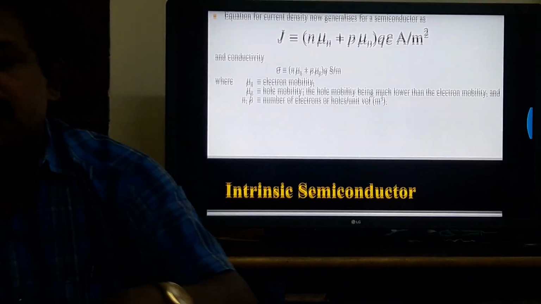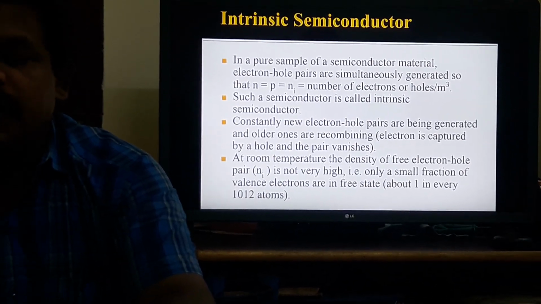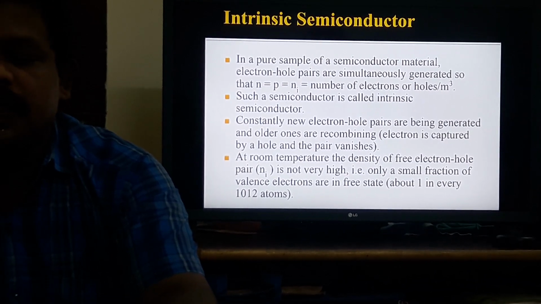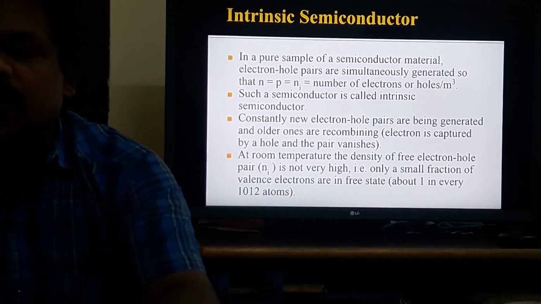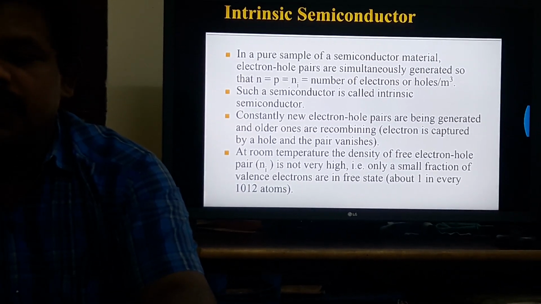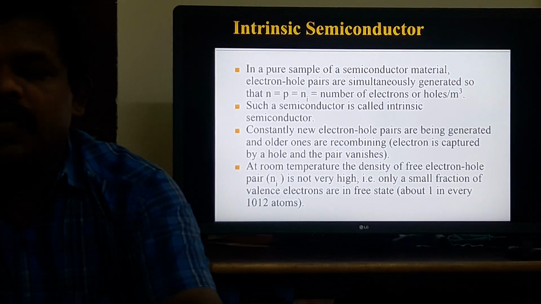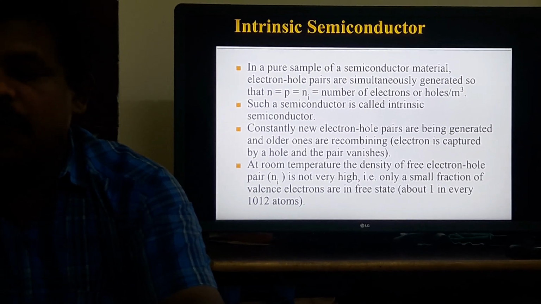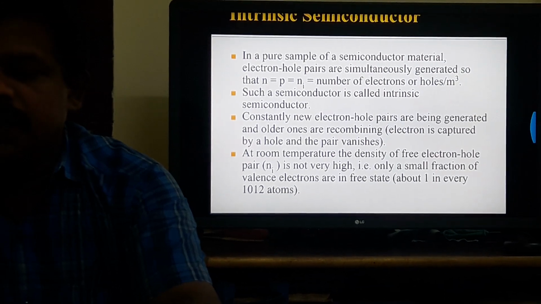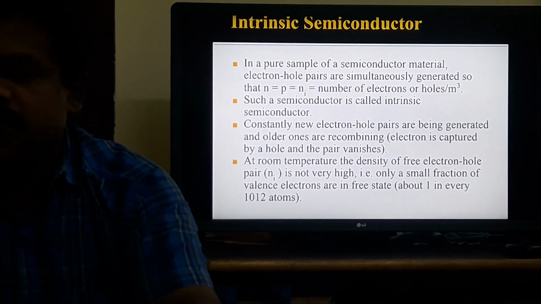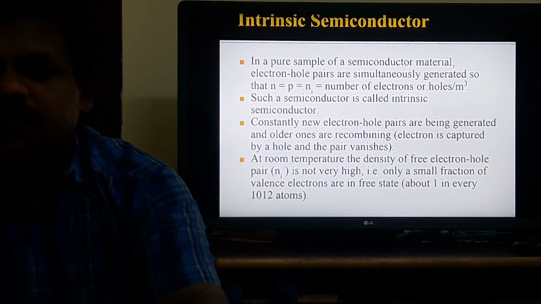Intrinsic semiconductor. In a pure sample of semiconductor material, electron hole pairs are simultaneously generated so that n equal to p equal to ni, where ni is the number of electrons or number of holes per meter cube. Such a semiconductor is called an intrinsic semiconductor. Constantly new electron hole pairs are being generated and older ones are recombining. At room temperature, the density of free electron hole pairs is not very high, that is, a small fraction of valence electrons are in the free state.